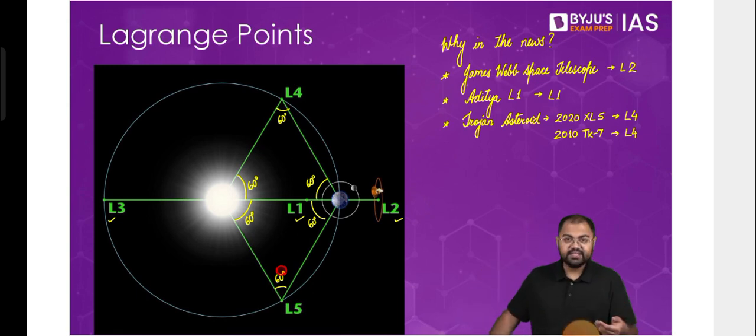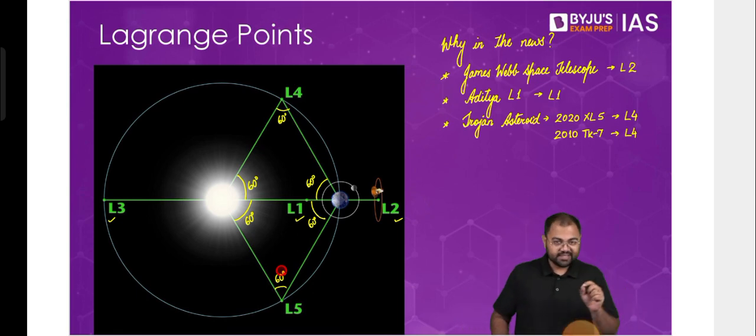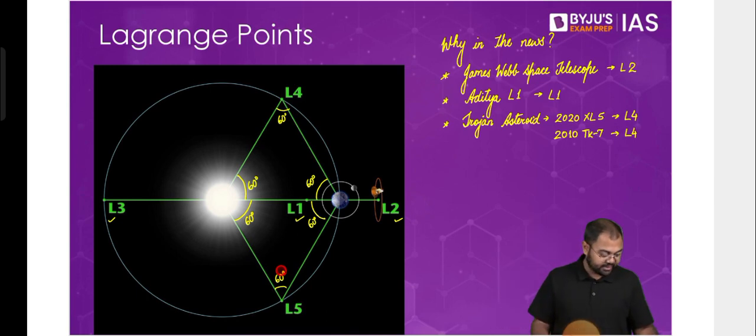Now, what are these points? Are these imaginary points? The answer is no. These are real points. These are real areas that exist in these kinds of places, and these are very symmetrically arranged.